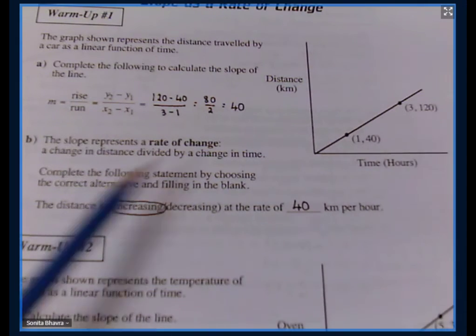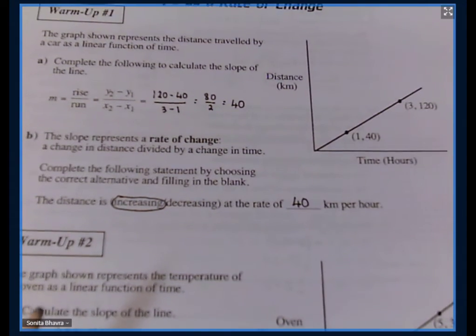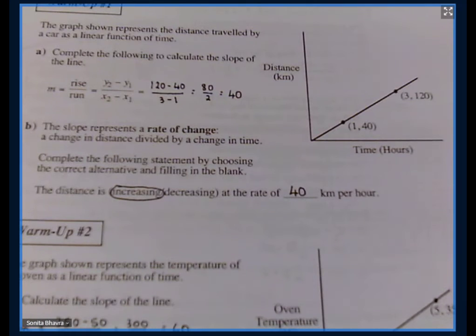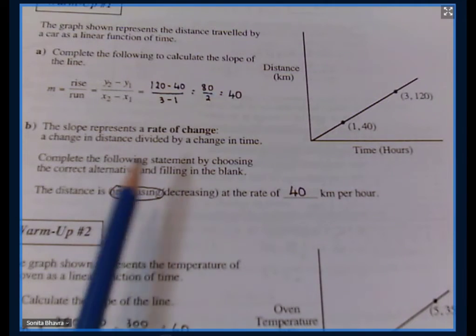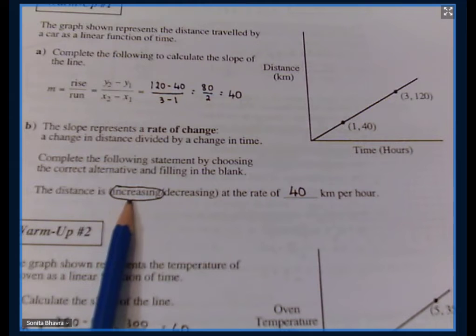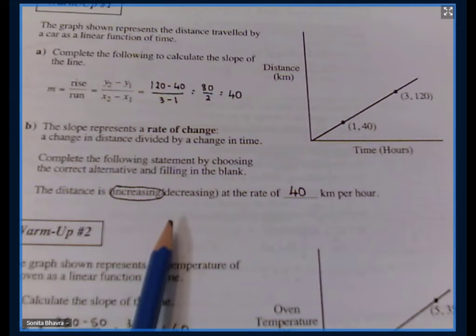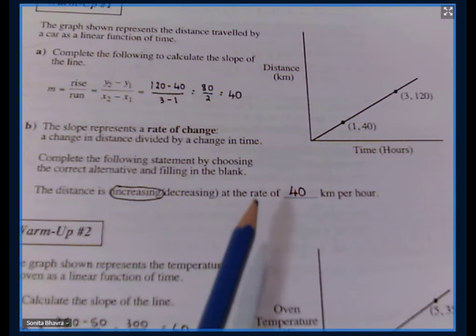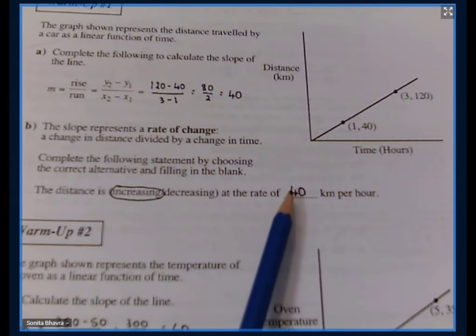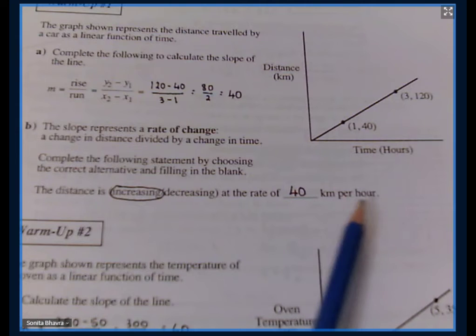So in this example, we have a rate of change, a change in distance divided by a change in time. So first of all, we know our line is going up. It's a positive slope, so we know our distance is increasing. All right, and because we know it's a rate of change and we have our slope, that slope is representing the rate. So the rate would be 40 kilometers per hour.